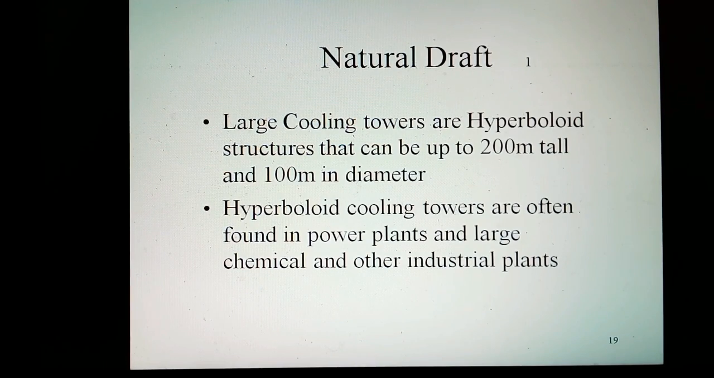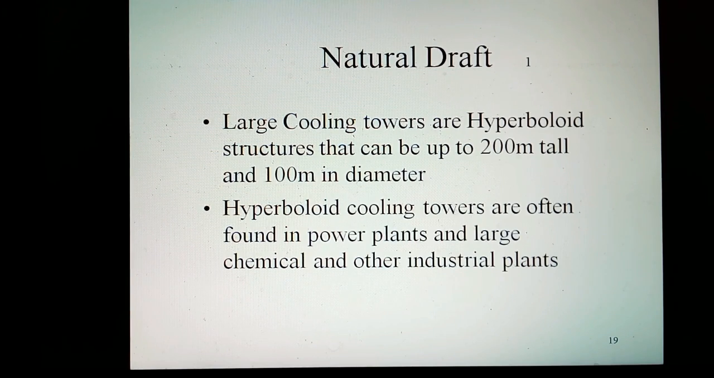Natural draft cooling tower. The natural draft or hyperbolic cooling tower makes use of the difference in temperature between the ambient air and the hot air inside the tower. As hot air moves upwards through the tower, because hot air rises, fresh cool air is drawn into the tower through an air inlet at the bottom.